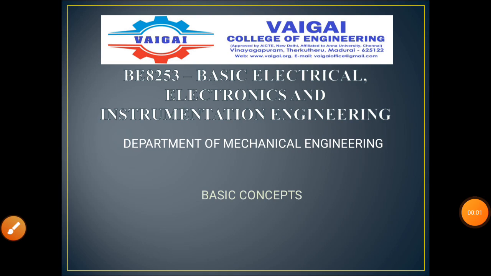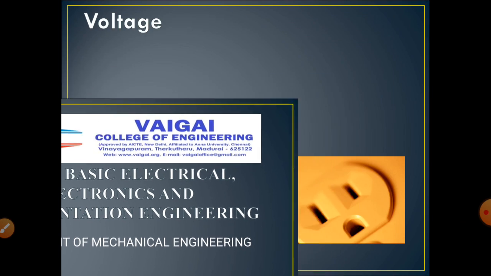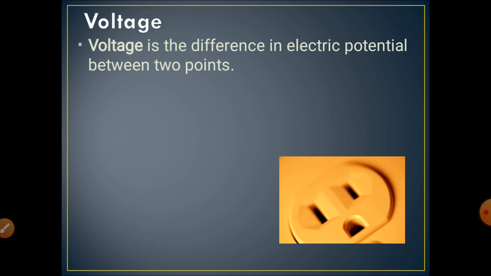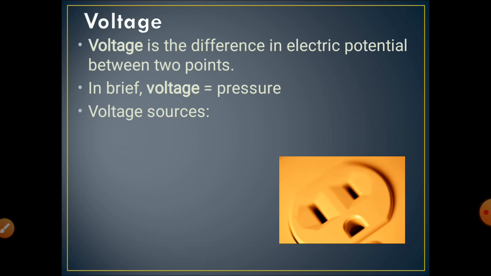Hi students, the subject name is BE 8253 Basic Electrical Electronics and Instrumentation Engineering, and today we will learn some basic electrical concepts. First one is voltage. Voltage is nothing but the potential difference between two points. Voltage is nearly equal to applying pressure.